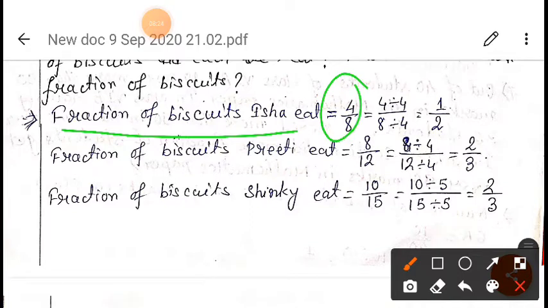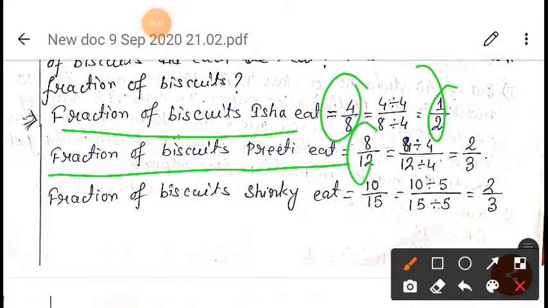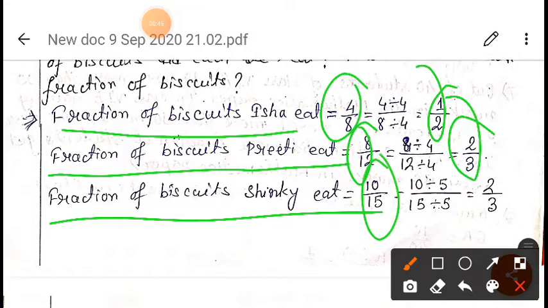4 by 8, because total number of biscuits Isha had was 8, from there she ate 4 biscuits, so we will write 4 by 8, which we will get 1 by 2, right? Now next, fraction of biscuits Preeti ate is 8 by 12, which is 2 by 3 when we divide. Now again, fraction of biscuits Sanki ate is 10 by 15, as you can see I have done here, so we will get 2 by 3.